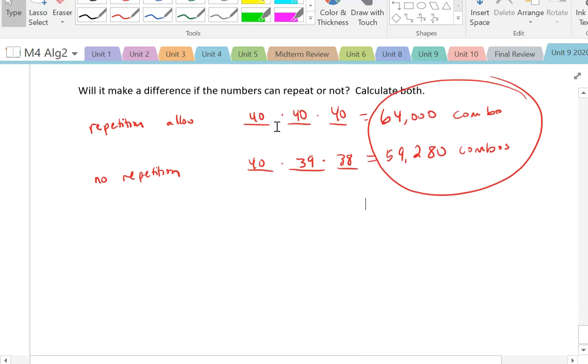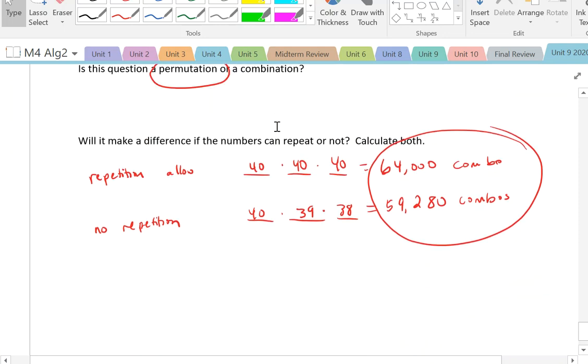This concludes our lesson on combinations and permutations.